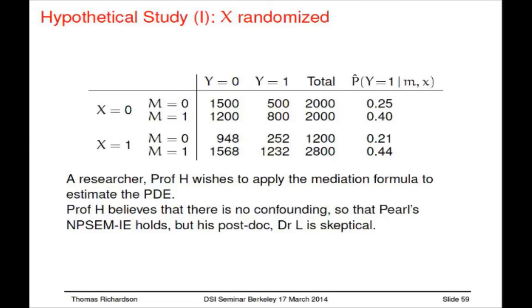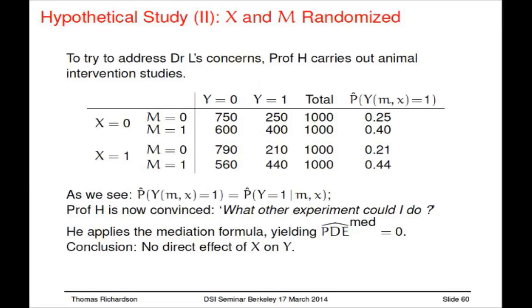So Professor H, who's very well funded, and has lots of connections, goes and does an extra experiment. He does the experiment where he randomly assigns both X and M. Does both interventions. So this is now data from a randomized experiment where both M and X were intervened on. And in this hypothetical setup, I've given you perfect agreement with the observational study.